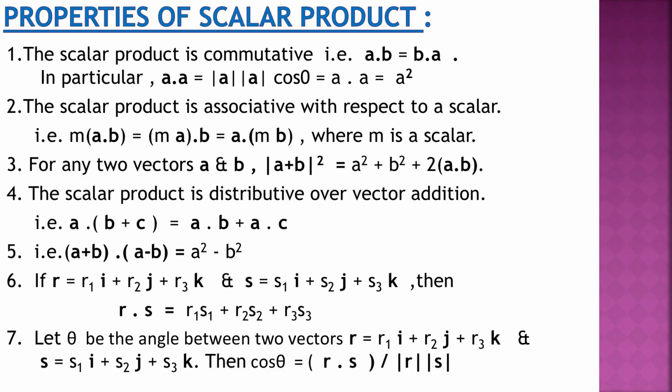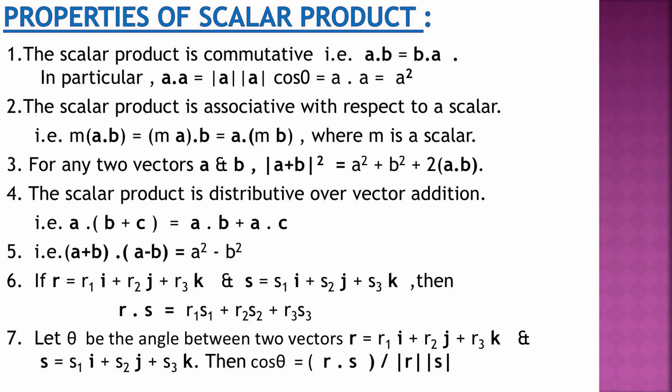Similarly, if R is a vector R1 i cap plus R2 j cap plus R3 k cap, and S is a vector S1 i cap plus S2 j cap plus S3 k cap, then R dot S is equal to R1 S1 plus R2 S2 plus R3 S3. As we saw earlier, A dot B is equal to A1 B1 plus A2 B2 plus A3 B3. Similarly, if theta is the angle between these two vectors, we can also find out cos theta is equal to A dot B by A magnitude into B magnitude.